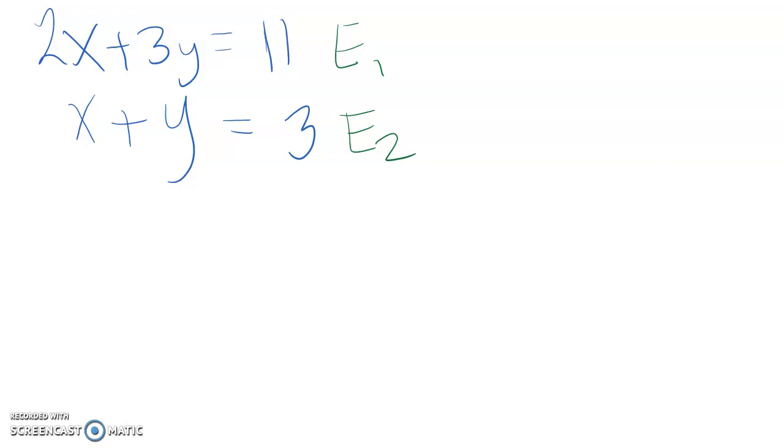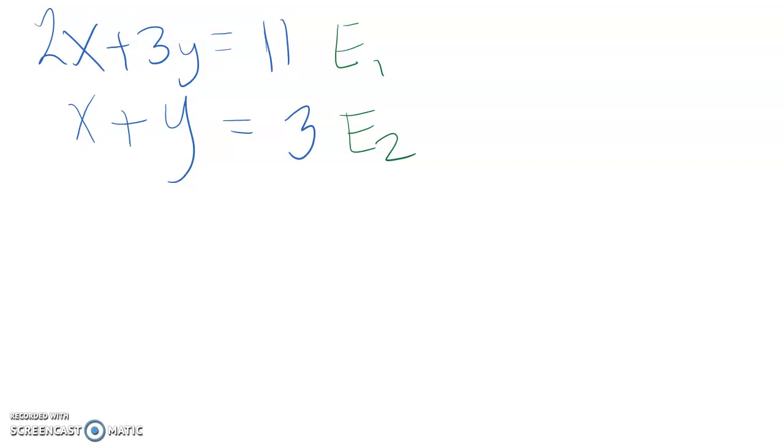Hi everyone, I want to talk a little bit about methods of solving a system of equations. First I'm going to start with substitution. Substitution works pretty well on smaller systems of equations. For example, this one has two equations with two unknown variables. I've just named them equation 1 and equation 2.